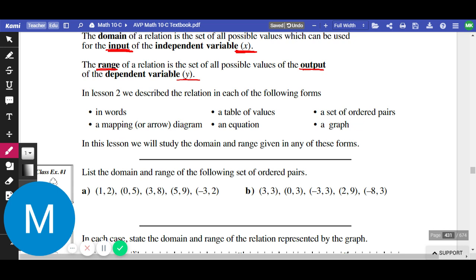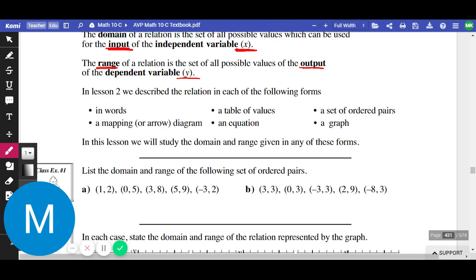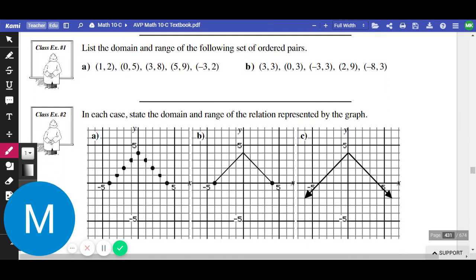We have two different ways that we're going to do domain. There's ways for discrete data, and then there's ways for continuous data. So it's different depending on the type of data you have. Typically, we have continuous data, so that's what we do the most of. But every once in a while, we have discrete data, and it's a much easier way to do it. So we're just going to slide on down to class example 1. And we're going to list the domain and range for the following set of ordered pairs.